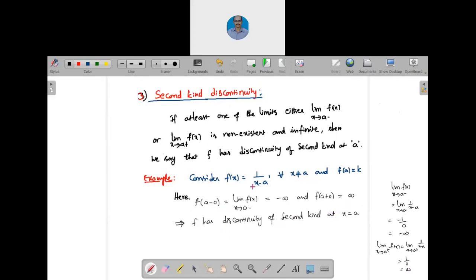Okay students, learn these definitions, observe the examples and take notes. Okay, thank you.